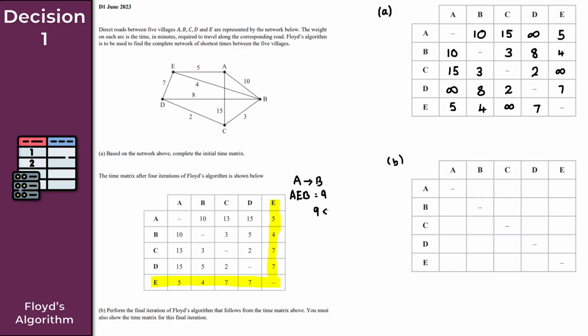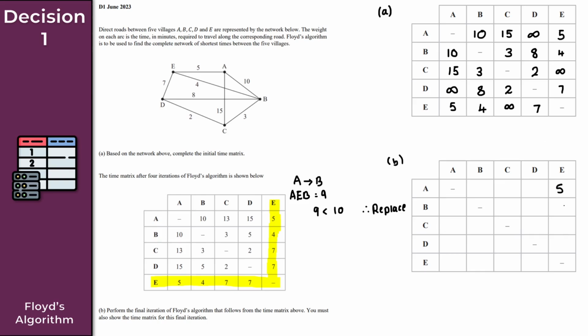So 9 is less than 10. And in that case, we would now replace this value here in the final iteration, right? So therefore, replace. Now, before I insert that value into my final time matrix here, just 2 quick points. The highlighted column and the highlighted rows won't change. So I can quickly just drop those into the final time matrix.